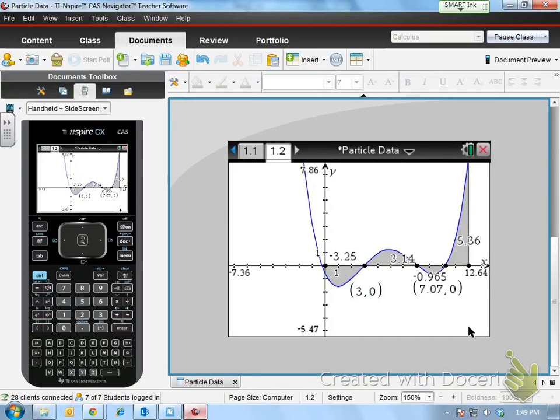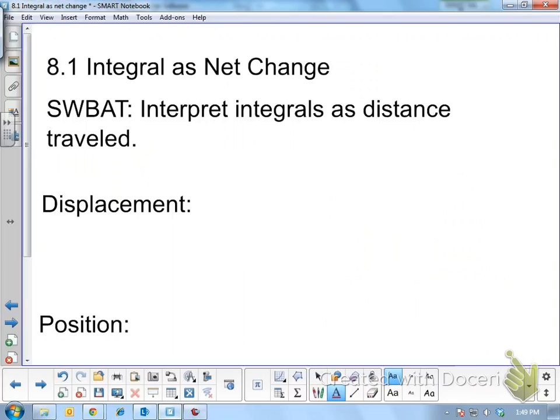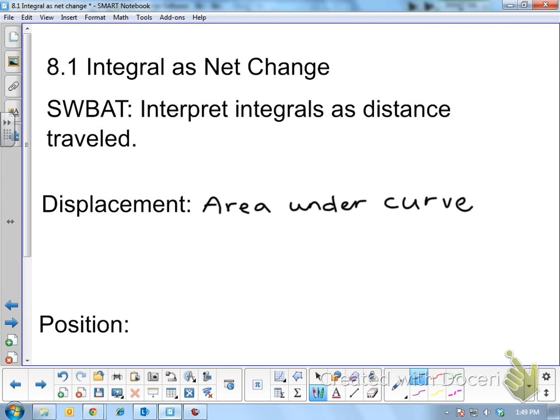It was the area under the curve. And we didn't do anything to the area, we just took normal area. We didn't have to change it in any way. So displacement is area under the curve. Or mathematically, it's just taking the integral from a to b of our velocity. And definition-wise, displacement is just our distance from where we started to where we finish.